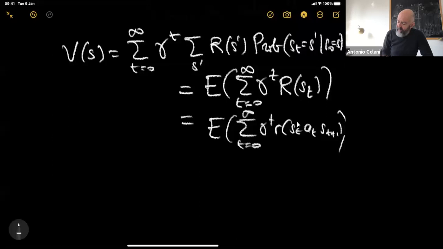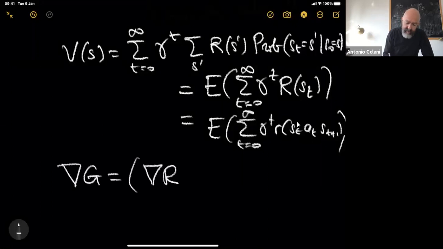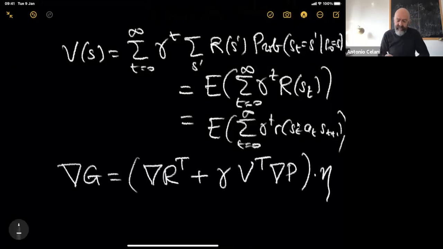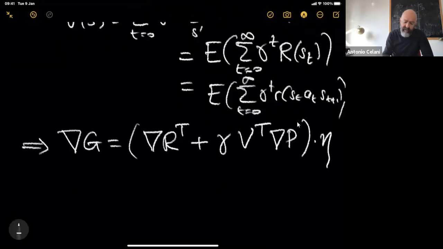So when we recollect all this, our almost final step says that the gradient of G is equal to the gradient of R transpose plus gamma, the value function transpose times the gradient of P, times theta. Okay, it's a rather compact description. We're almost done here. We just have to compute these objects, these gradients.